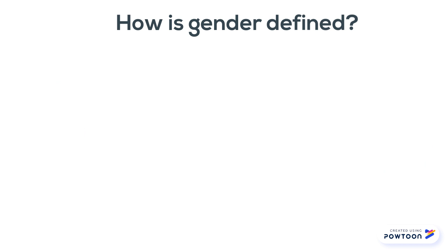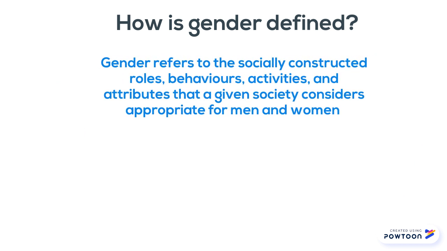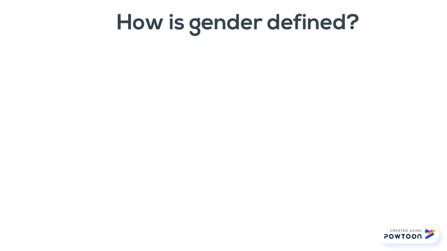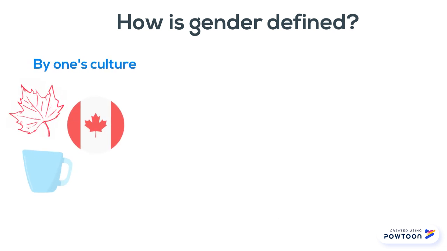How is gender defined? Gender is the socially constructed roles, behaviors, activities, and attributes that a given society considers appropriate for both men and women. Gender demonstrates how we speak, associate with others, and link representation with ritual. Gender is largely shaped by one's culture and viewed as something that one does.